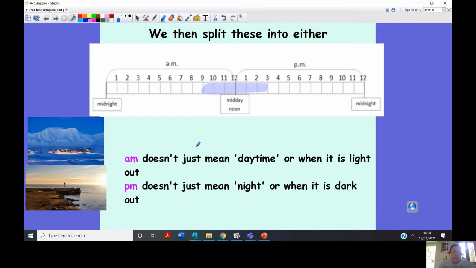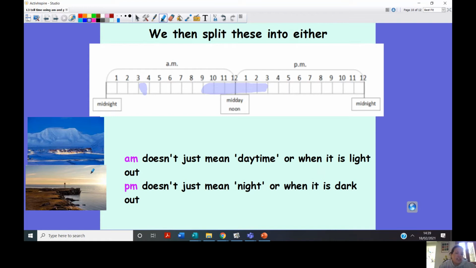Very important though, AM doesn't just mean daytime or when it is light outside. PM doesn't mean nighttime or when it is dark outside. As you can see from here, yes, this is daytime, but if you got out of bed at 3 a.m. for a drink of water, it will be dark outside. AM does not necessarily mean light. Likewise, PM doesn't mean nighttime, because at 3 p.m. it's not nighttime. It's the afternoon, but it's not nighttime.